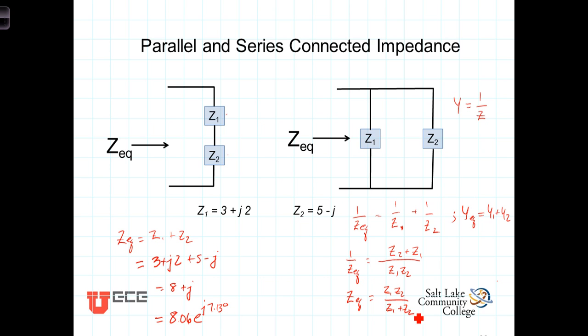I'll leave it to you to go ahead and plug in Z1 and Z2 on these, but let me just give you that for these values of Z1 and Z2, we get Z eq is equal to 2.2 plus 0.6 J in rectangular coordinates, and in polar coordinates that turns out to be 2.28 e to the positive J 15.3 degrees.